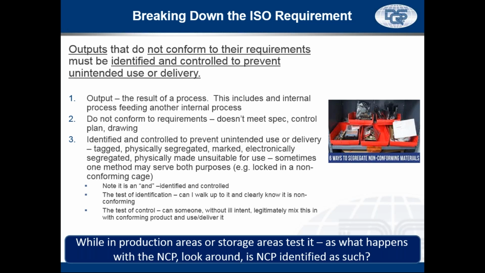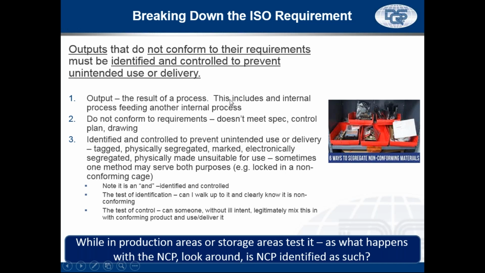So the beginning of clause 8.7 says outputs that do not conform to their requirements must be identified and controlled to prevent unintended use or delivery. So let's break down that sentence. What's an output? Well, ISO 9000 tells us the definition of output is a result of a process.